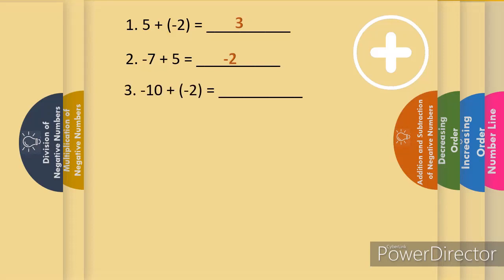Next, negative 10 plus negative 2. As you can see, they have the same sign, so we're going to add. 10 plus 2 is equal to 12, and follow the sign of the largest number, which is 10. So the answer is negative 12.